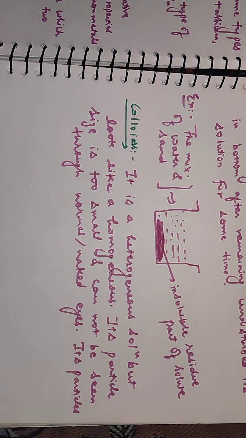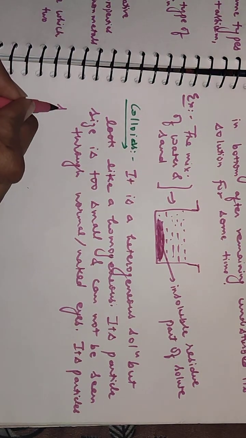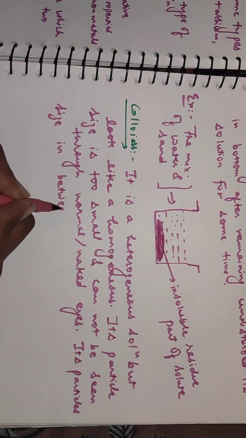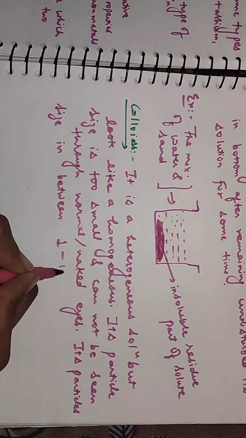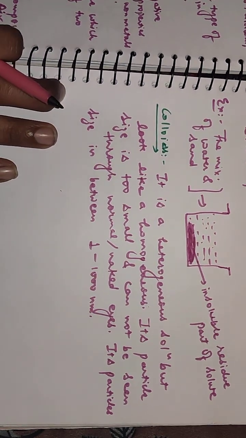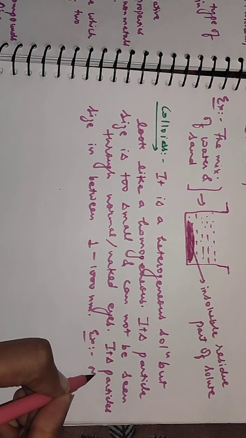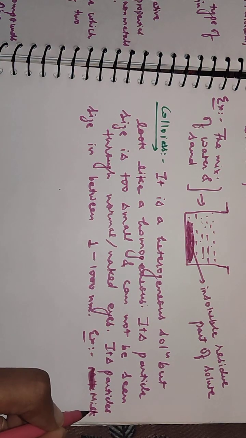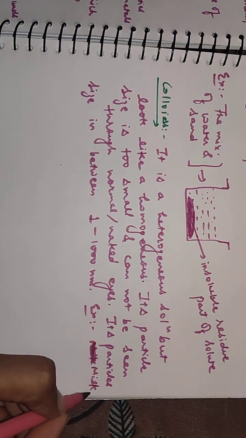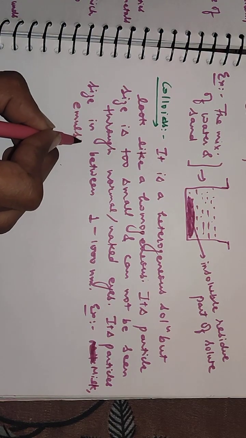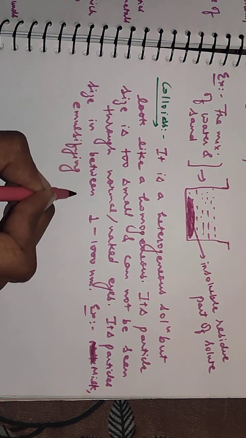Its particle size is between 1 and 1000 nanometers, so small. So colloids are a heterogeneous mixture. Examples: milk is also a colloidal solution, and emulsifying paints.